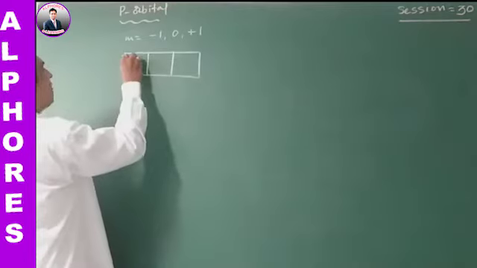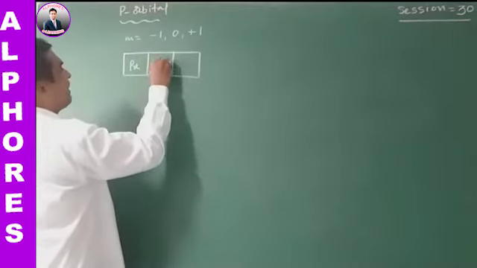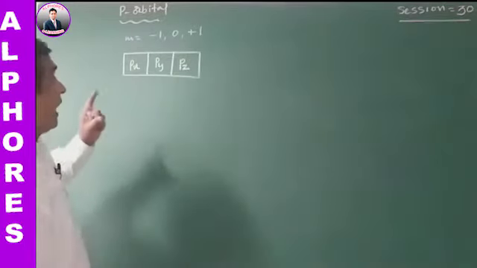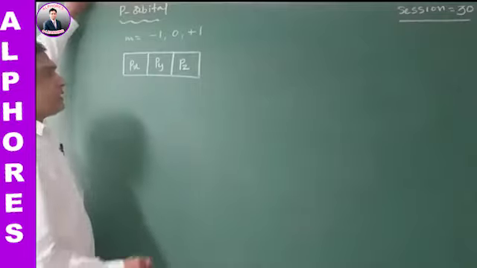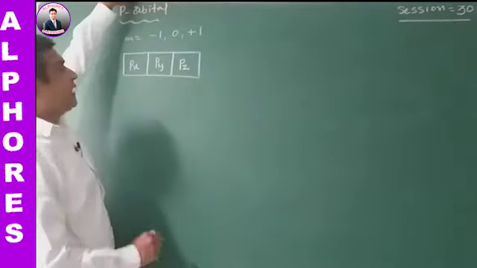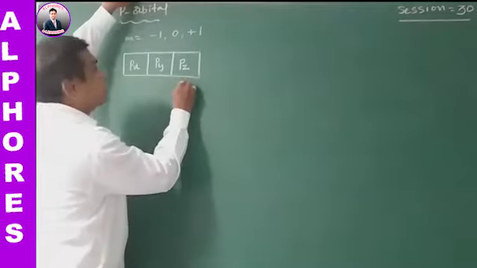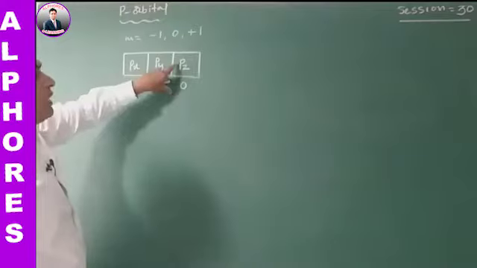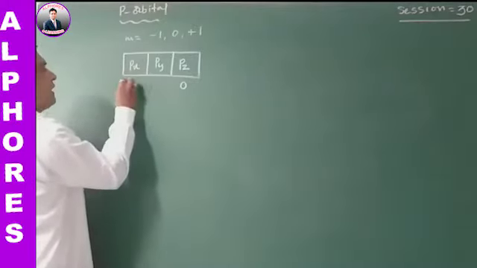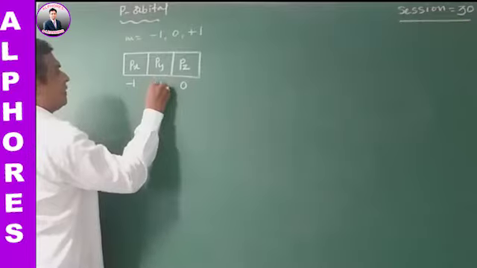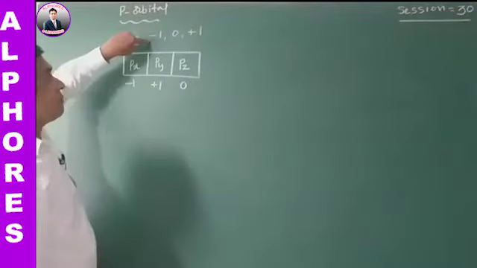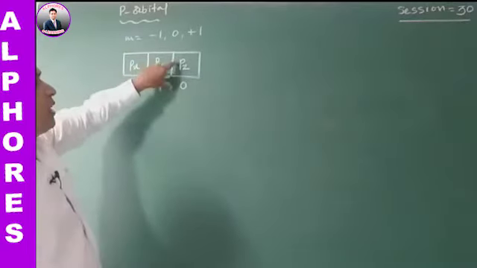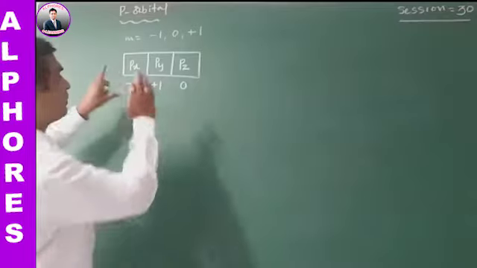One is the px orbital, second is the py orbital, and third is the pz orbital. The 3 p orbitals. And remember the important point: conventionally the orientation value for the pz orbital is 0. That means px and py you can represent as -1 and +1. So we used to write regularly -1, 0, +1, but conventionally the pz orbital orientation value is 0. That we have to remember.